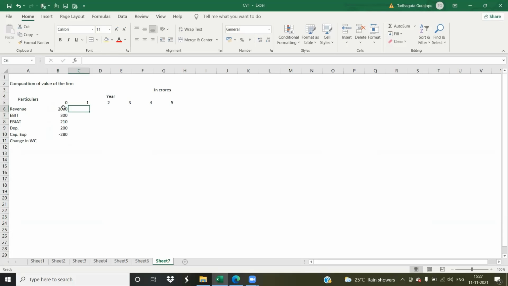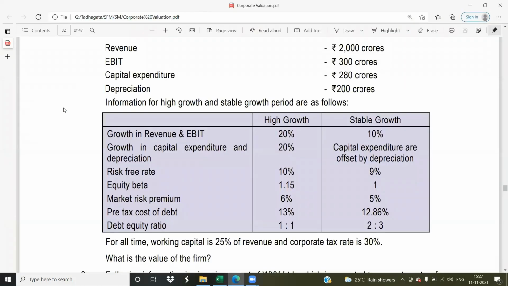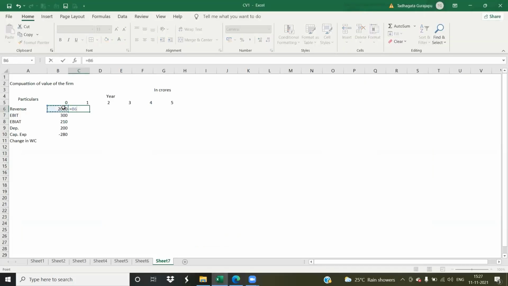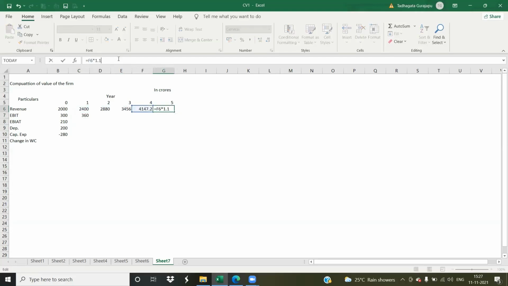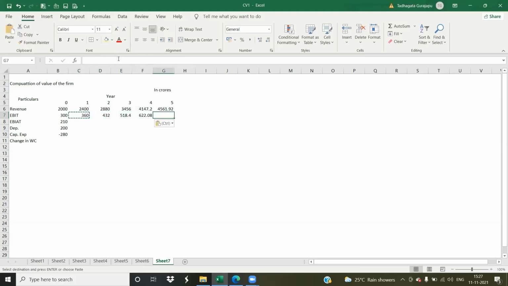Now, in high growth, revenue and EBIT grow at 20%. For stable growth, it is 10%. So this into 1.2, right? So this one also into 1.2. This will continue till the 4th year. For the 5th year, it will be 1.1, right? Here also it will continue till the 4th year, and in the 5th year, instead of 1.2, it will be 1.1.